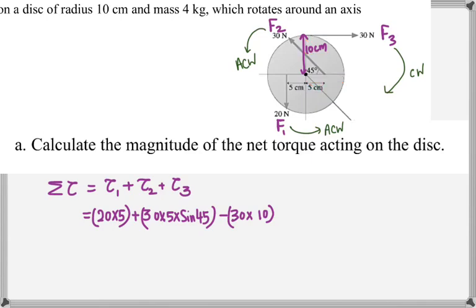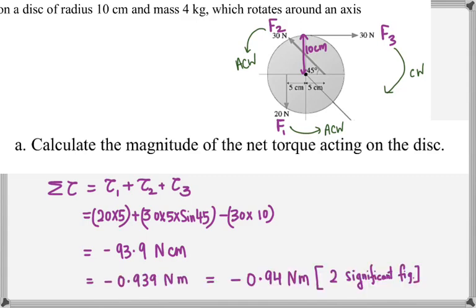So we apply the equation, we substitute the values, we get the answer as 93.9 Newton centimeter. That's negative. And we convert that into meters by dividing by 100 and we get negative 0.939 Newton meter, which we convert into significant figures. We keep only 2 SF.